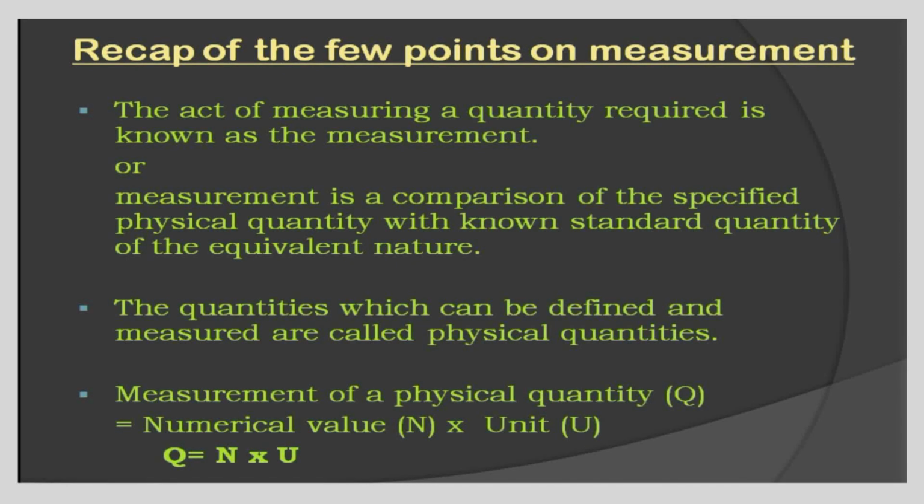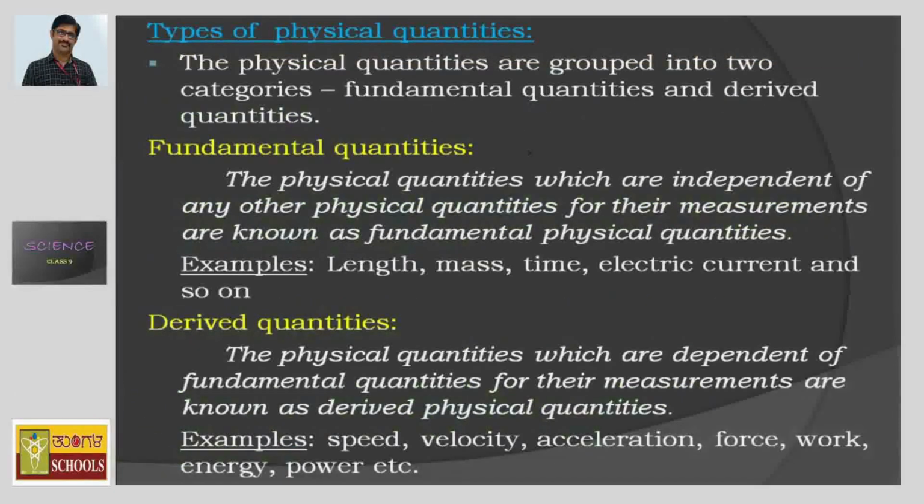With those points, I am moving towards the next point, that is types of physical quantities. The physical quantities are grouped into two categories. One is fundamental physical quantities or fundamental quantities, and the other is derived physical quantities or simply derived quantities. So physical quantities are grouped into two: fundamental quantities and derived quantities.